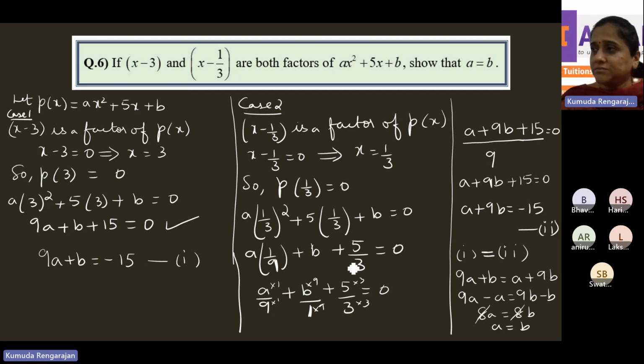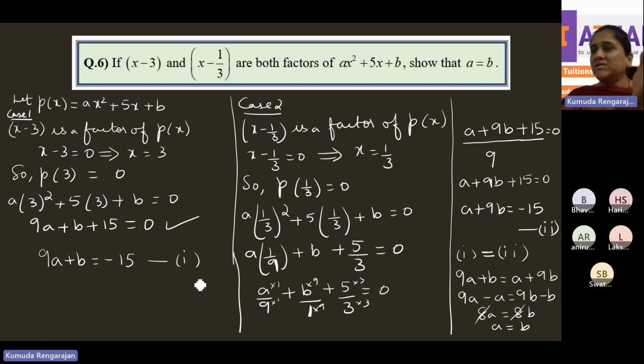Then cross multiply. So when you cross multiply, 0 into 9 is 0. Gone. Now a plus 9b plus 15 is equal to 0. A plus 9b is equal to minus 15. So it's the second equation. So I came back and I wrote the first one also as 9a plus b is equal to minus 15. Now you can see 1 and 2 both are equal to minus 15. 9a plus b is equal to minus 15. A plus 9b is also minus 15.